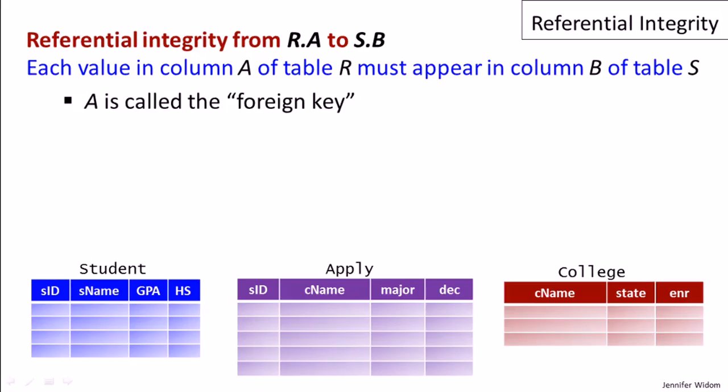Now, just a few more details of referential integrity constraints. The referencing attribute, in this case A, is often called the foreign key, and in fact referential integrity is often referred to as foreign key constraints, and even in the SQL syntax we'll see that the term foreign key is used.